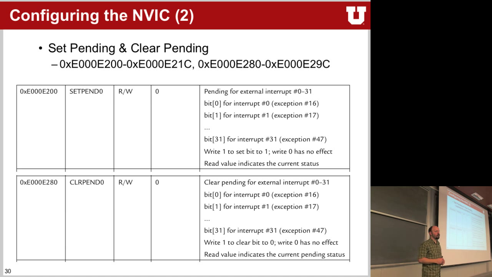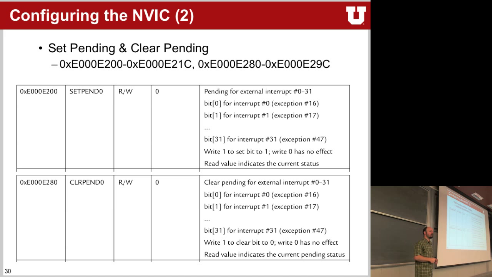A similar one exists for set pending and clear pending. You can actually in software set an interrupt to pending if you want to. Most of the time it's the NVIC that sets them to pending, but if you want to, you can write into the set pending bit and the interrupt will get pended. But the more important one is the clear pending. That's the one that you will use. In your interrupt handler, you have to write into this register at the right location to clear the pending interrupt, or else you will be called again in your interrupt handler.